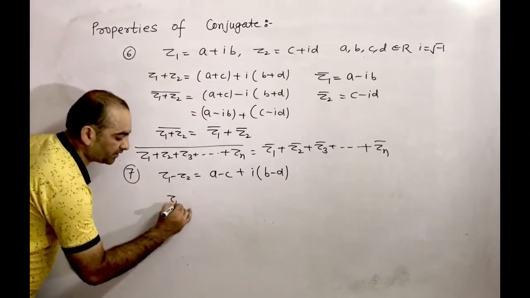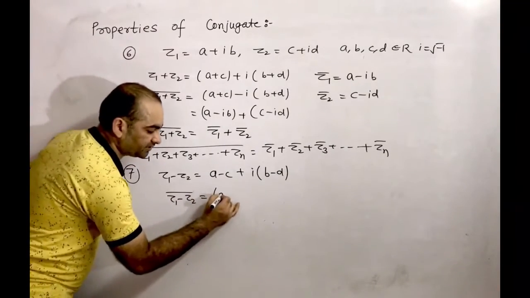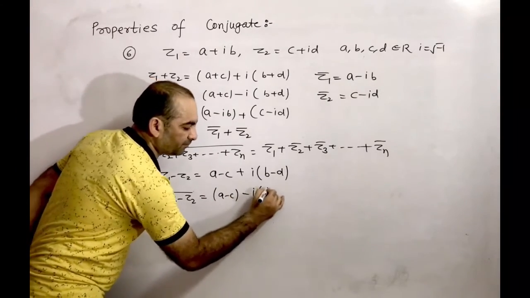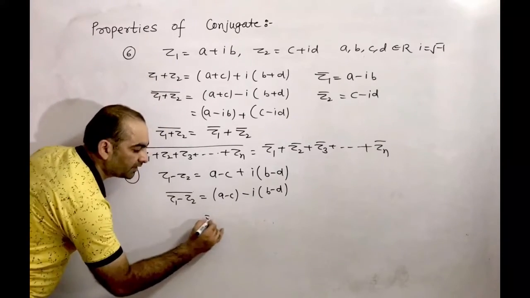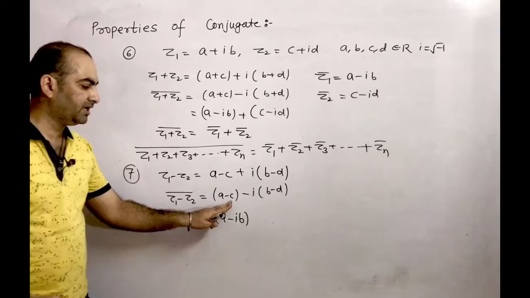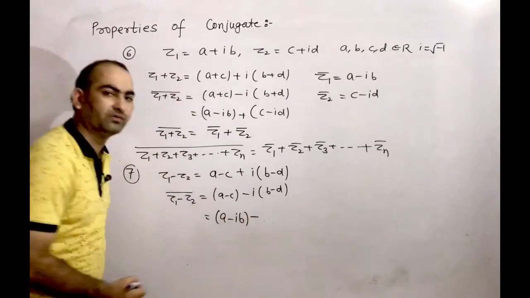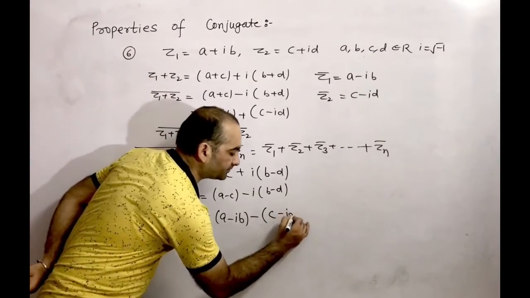So z1 minus z2 whole bar. So this is equal to what? a minus c. We have to change the sign of iota. So what will come? Minus iota b minus d. Now this one we can write what? a minus iota b. Okay, this is what? Minus c, minus minus what? Plus. So here we are taking minus common. If you take minus common, what will come? c is what? Plus minus iota d.